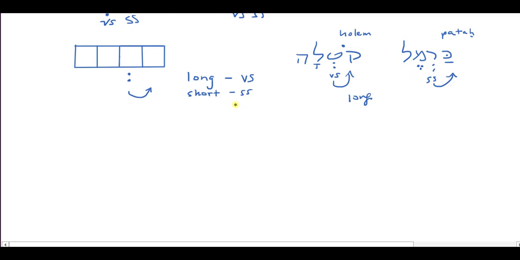Now, sometimes it's nice to have mnemonic devices to help you remember things. Here's one.